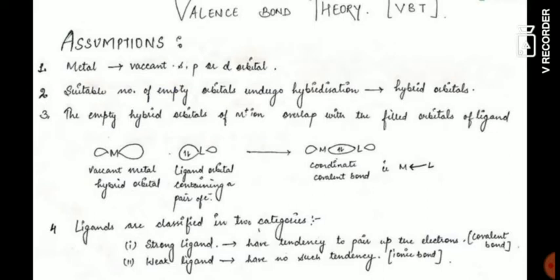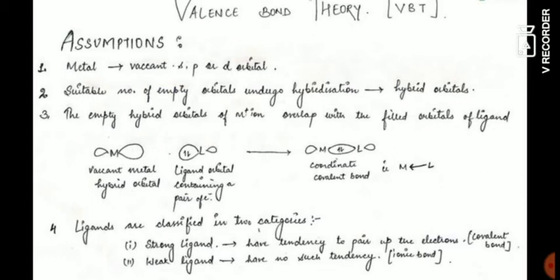Next point: ligands are classified into two categories. As we know, there are three types of ligands, but here we will divide ligands into only two. Number one is strong ligand and number two is weak ligand. But in coordination complexes we divide ligands into three parts: number one negative ligands, number two positive ligands, and number three neutral ligands. So here we are discussing strong ligands.